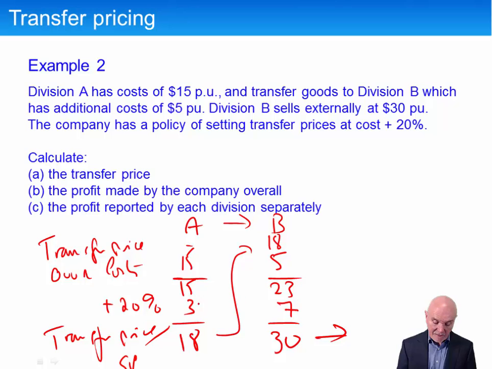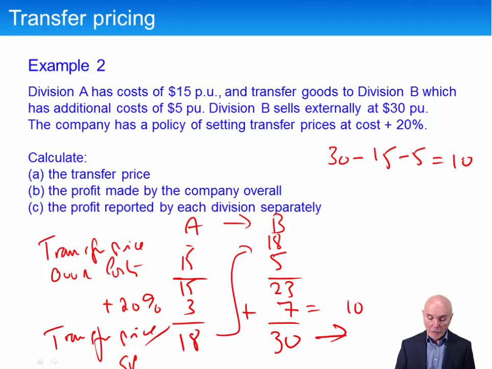Overall, it says here that the whole group is going to get 10. 3 profit in A, 7 profit in B, 10 overall, and we can make sure that that is right because the final selling price is 30, A's own costs were 15, B's own costs were 5, so that indeed is 10. And all we've done is to split the 10 into 3 and 7. So it would work, it would be a viable transfer price. It's not too bad, it's giving both of the parties some profit.